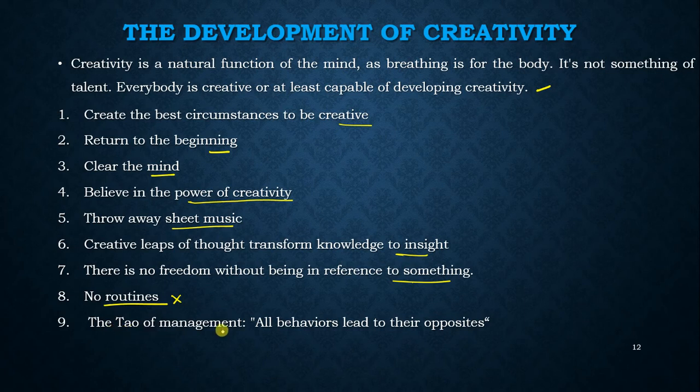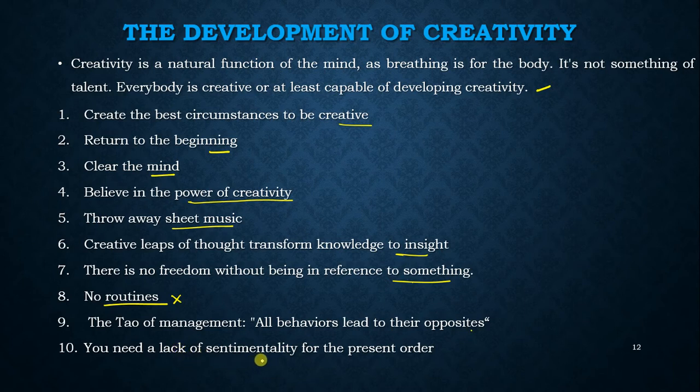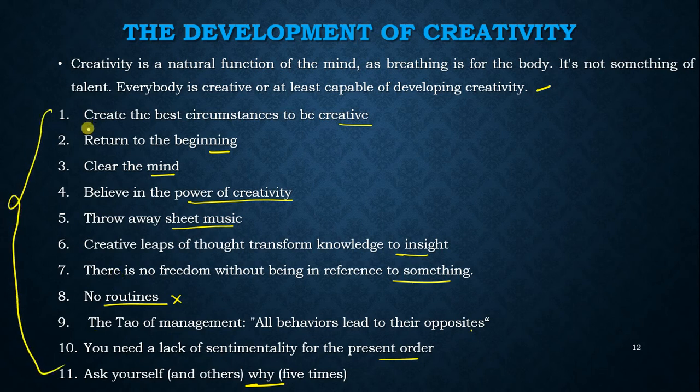The toy of management: all behaviors lead to their opposites. You need a lack of sentimentality for the present order. Ask yourself why. These are all 11 points, which we can say are features or characteristics of creativity. If you implement all these 11 features, then we can say that we are having creativity.